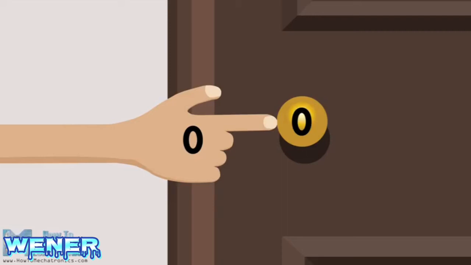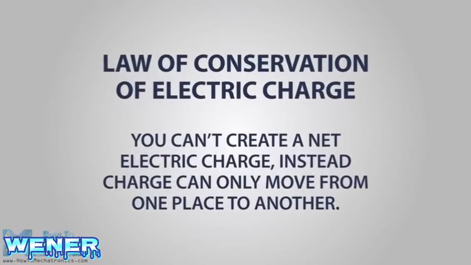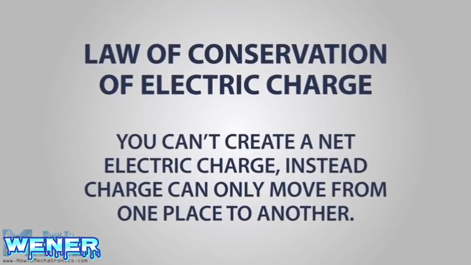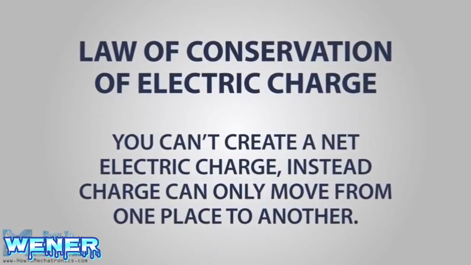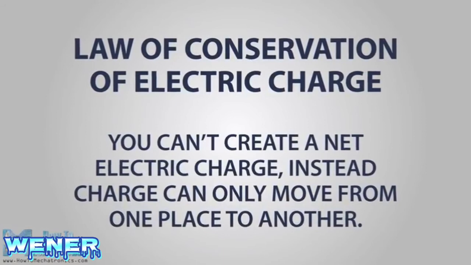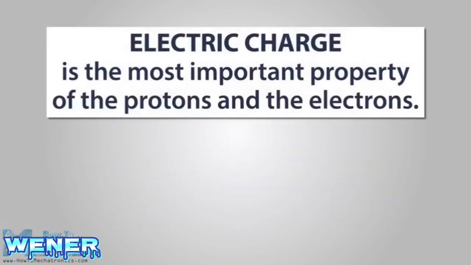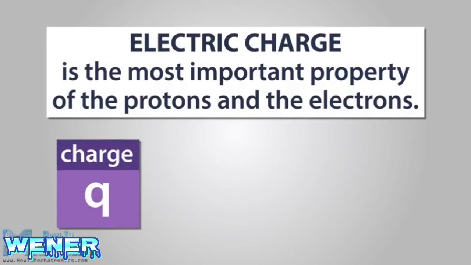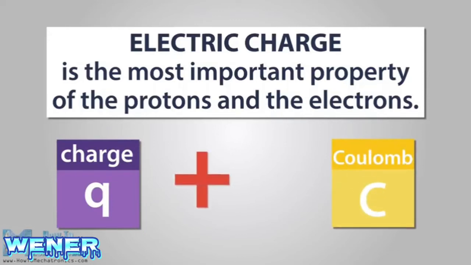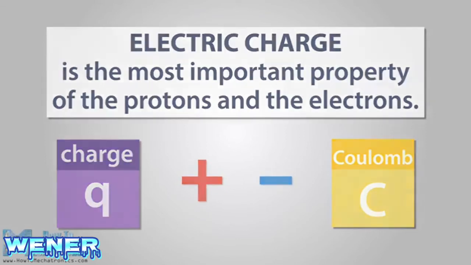During this process, we didn't create any new charges. The overall charge between the objects is still 0. This leads us to the law of conservation of electric charge, which says that you can't create a net electric charge. Instead, charge can only move from one place to another. Electric charge, in fact, is the most important property of the protons and electrons. The charge is denoted by Q, and the unit of charge is the coulomb. Objects can be positively or negatively charged, hence Q can have both positive and negative values.